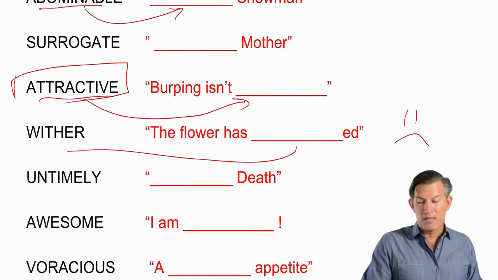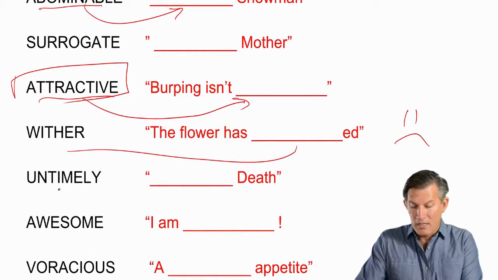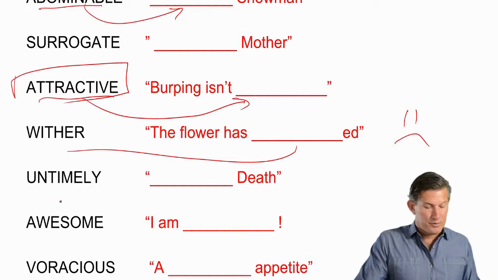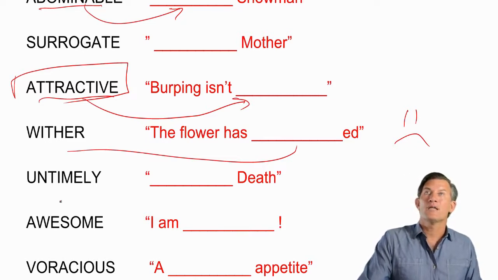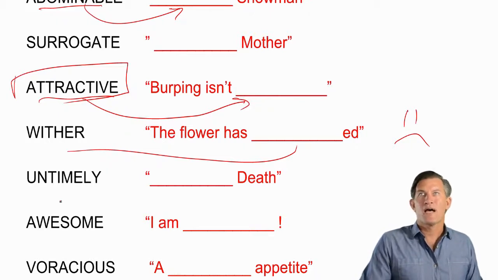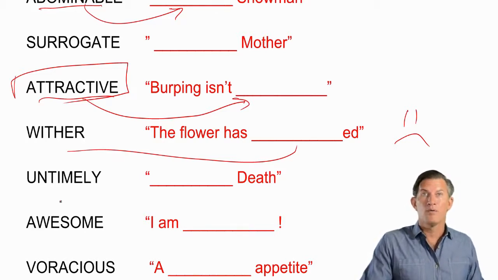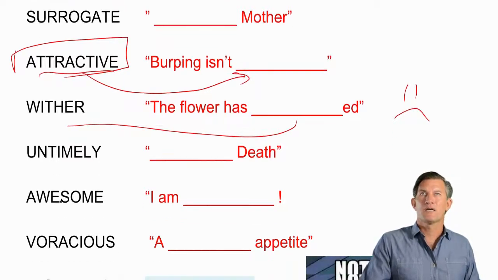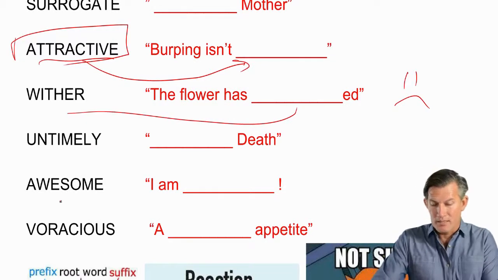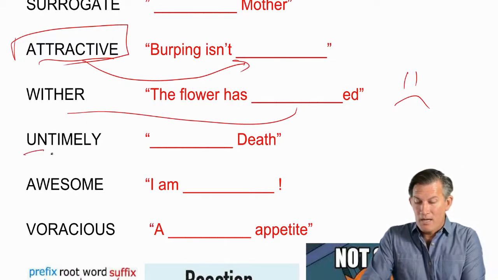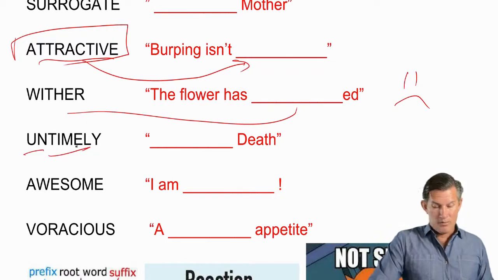Okay, untimely death. There's not really a good time to die, but 80-year-olds that die natural causes are not as tragic as 25-year-olds getting hit by buses while texting. So don't distract yourself while being around traffic. That's an untimely death. Okay, if you're untimely, you're late. Okay, it's bad timing, not good timing.